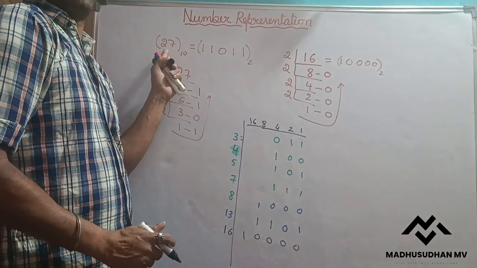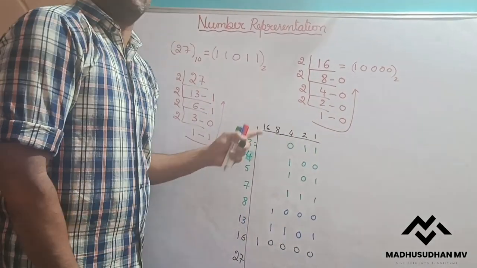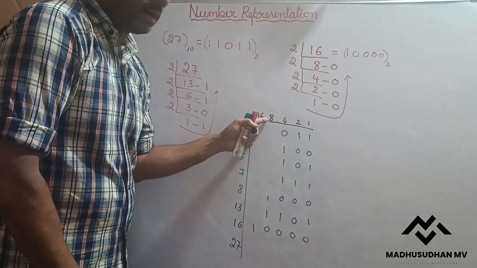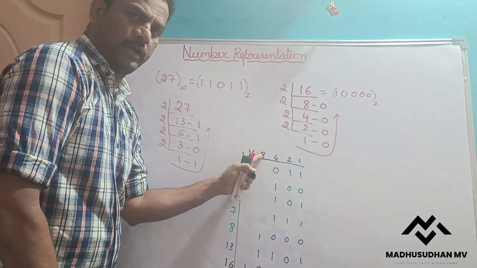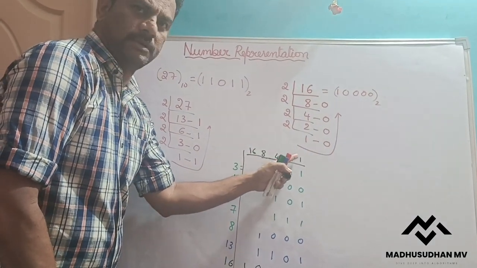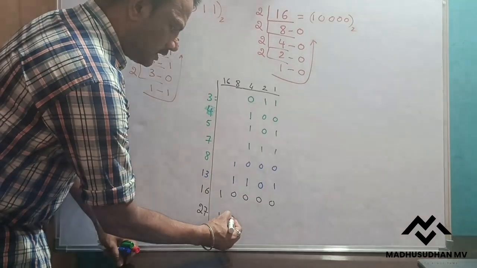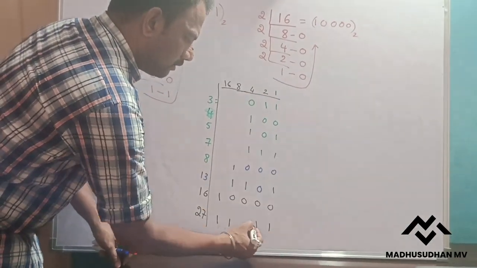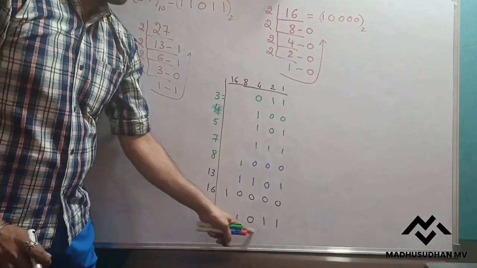Similarly check for 27. For 27, if I add which numbers will I get 27? 16 I need, plus 8 is 24, 24 plus 4 is 28. I don't want 28, I want 27. So 16 plus 8 is 24, 24 plus 2 is 26, plus 1 is 27. So 16 I need, 8, 2 and 1, and the remaining is 0. See, same thing I got. So this is 27 in binary.